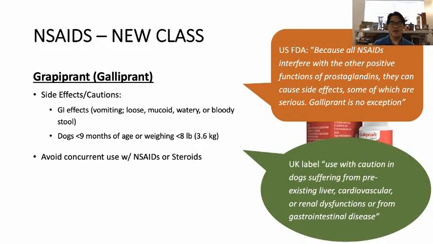On the UK label, it says to use with caution in dogs suffering from pre-existing liver, cardiovascular, or renal dysfunction or from GI diseases. So at this time, it seems like Galliprant is safer than NSAIDs, but it may not be completely safe. So before you use it, or when you are using it and you see some side effects, you might need to dig further to see if it is caused by Galliprant. And even sometimes for older dogs, I would do blood work first before I give Galliprant so that I have a baseline. Then if anything happens, you can always redo the blood work to compare if something has changed after giving Galliprant.